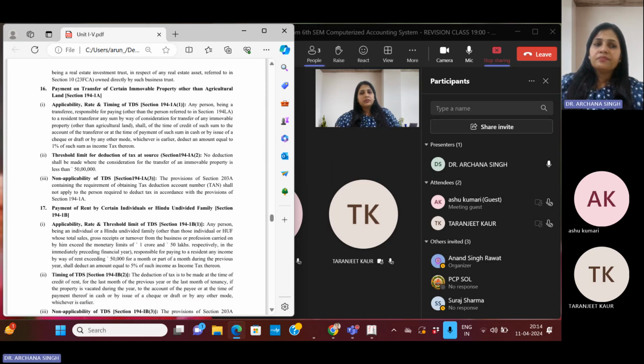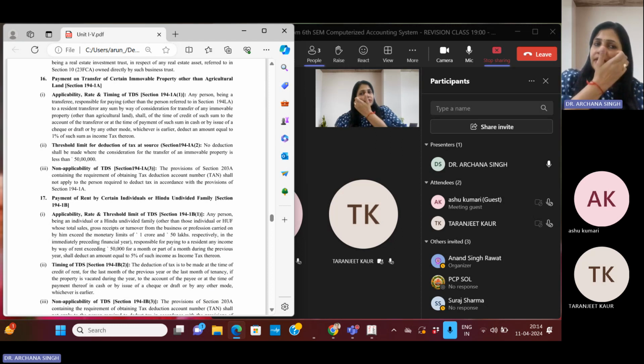The next is your payment on transfer of certain immovable property other than agricultural land. कि जो other than agricultural land है and certain type of immovable property you do have, then what is the applicability, rate and timing of TDS.